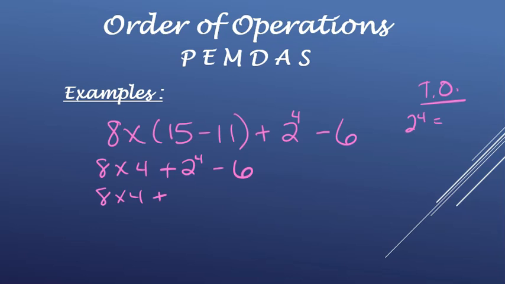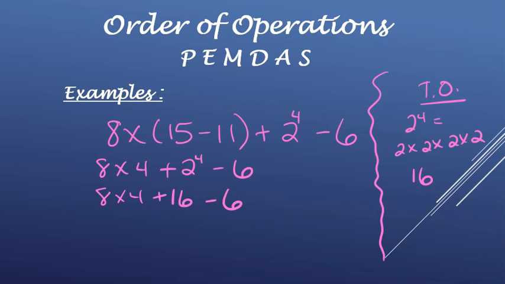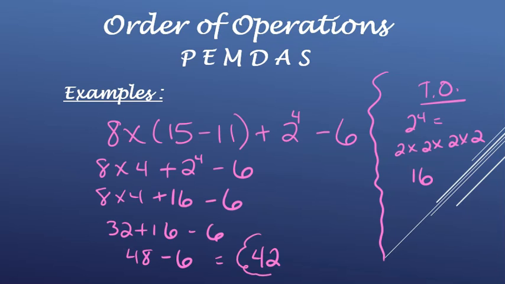So 8 times 4 plus 2 to the 4th power. Remember, you might need to take a little time out over to the side. 2 to the 4th power is the same thing as 2 times 2 times 2 times 2. Okay, so that gives me 4 times 4, which is 16. So I'm going to put that right here, 16 minus 6. So 8 times 4 is 32, plus 16 minus 6. 32 plus 16 is 48 minus 6. And I subtract that and get 42. Always take a few minutes and look back over and make sure you follow those steps, but you take each one in the correct order according to PEMDAS.